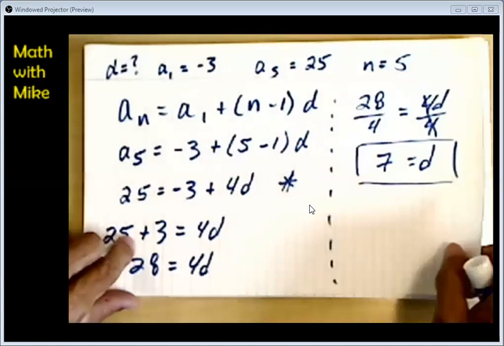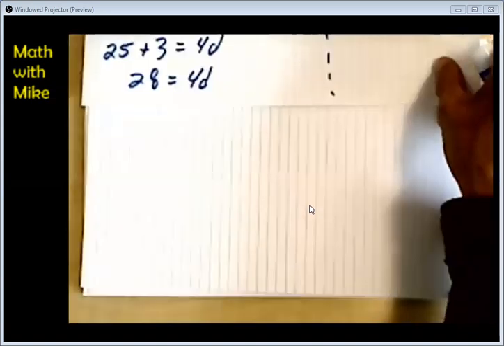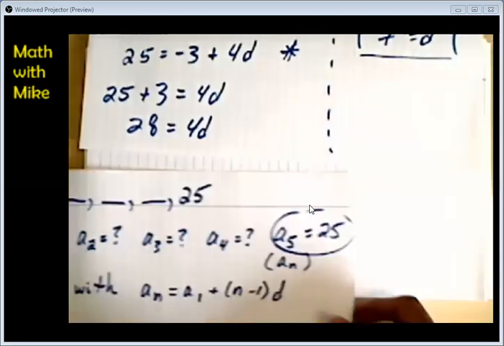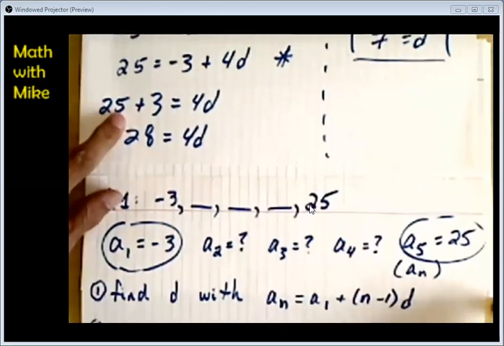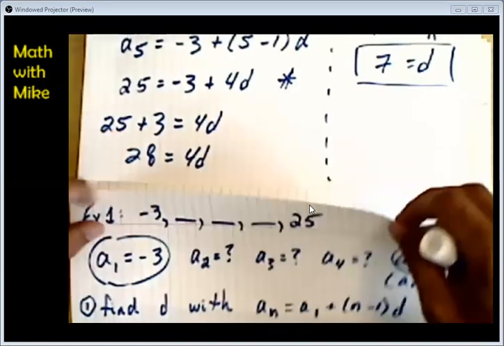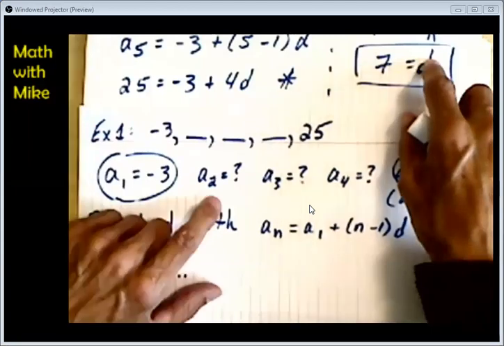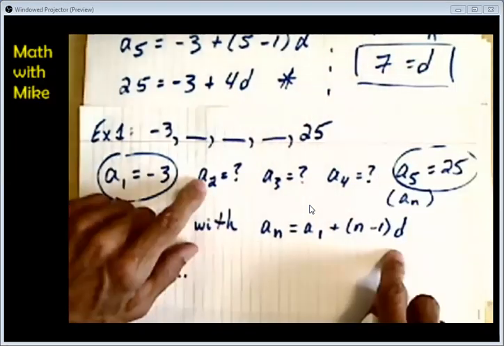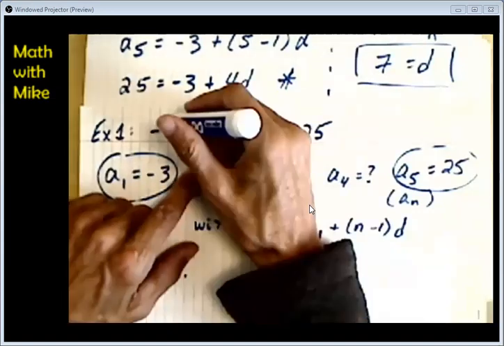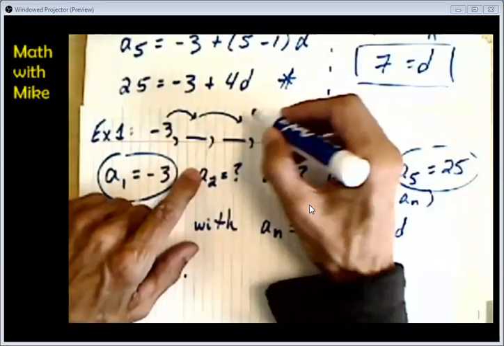So with D equal to 7, we can go back to the original question here. D is equal to 7. So notice we could use our formula again to work it out. Or also, because it's Friday, we can just bounce from one term to the other.